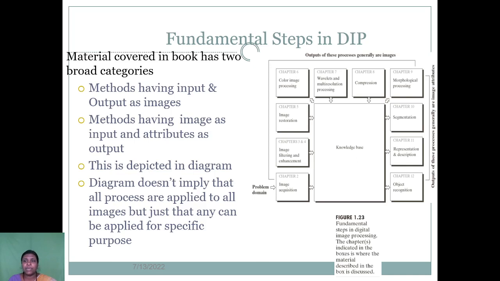These are the basic fundamental steps of digital image processing. Here, methods having images as input and output, and methods having an image as input and attributes as output. This is depicted in the diagram. The first one is a low level process, and the second one is the mid level process. The diagram doesn't imply that all processes are applied to all images, but anyone can apply it for a specific purpose.